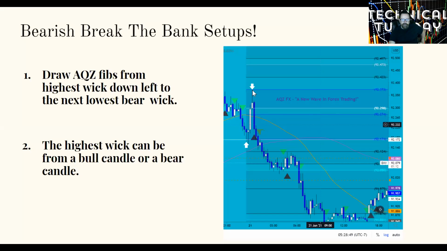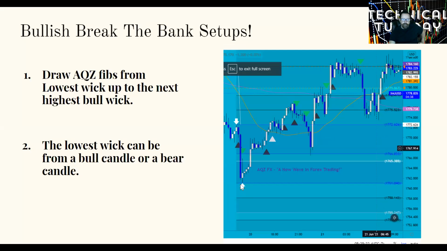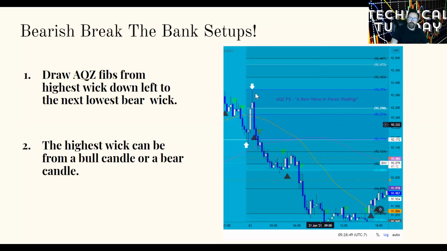So up here on the high side, it's a bull or a bear, but always to the next bear candle wick. Okay? And so you can see that's how this was drawn up. From high to low to the next bear candle. Same thing with the bull, from the low to the next bull candle. Doesn't matter what wick it is on the low side or what wick it is on the high side, as long as it's the highest wick.